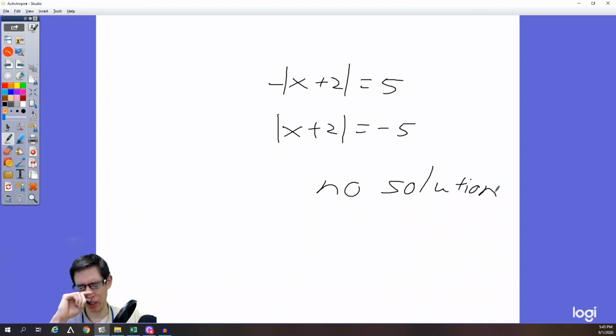There's no number I can plug in for x that, after calculating it, gives me a negative 5 after taking the absolute value of it. Just not possible. Okay, so watch out for that. That's the one edge case possibility that is in this problem type.